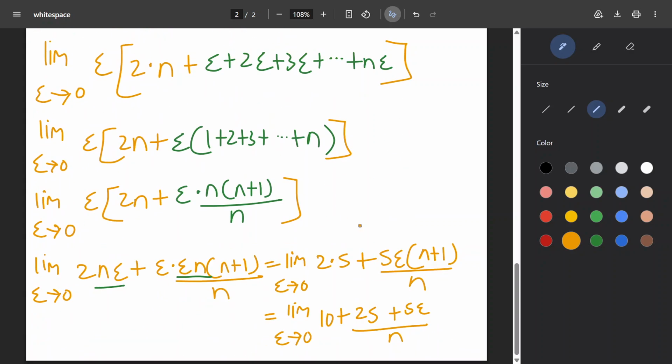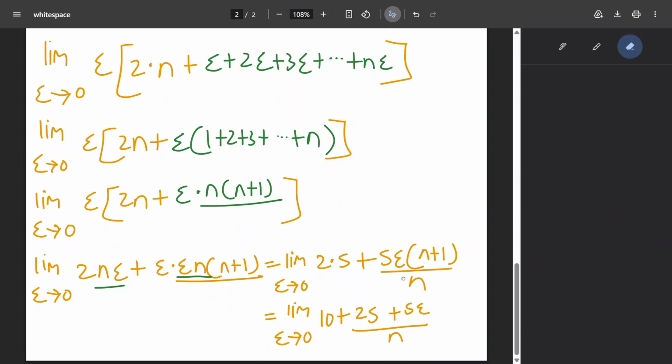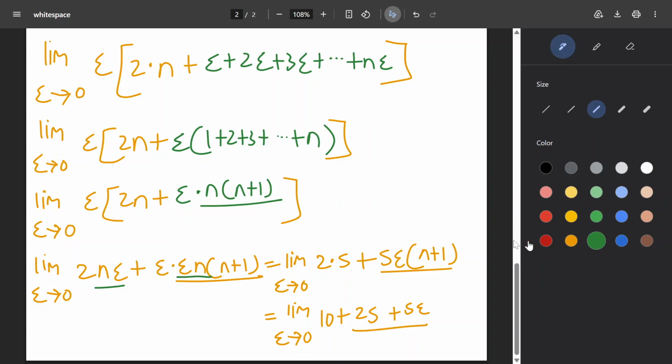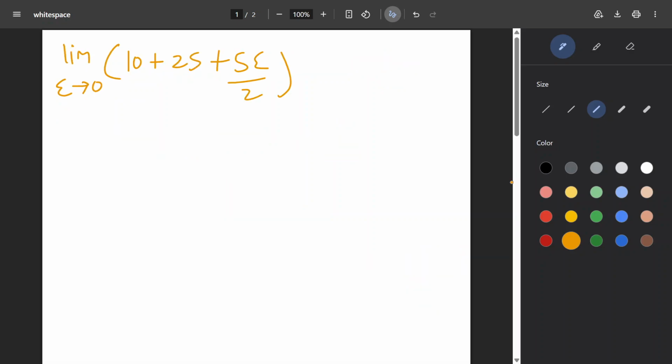Oh wait, I just realized I made a typo. It's not over n, it's over 2. Sorry about that. So this should be a 2 down here. I knew something was fishy. All right, running out of room. I'll be right back. All right, I'm back. So we left off at this point. Actually, that should be 2. Okay, nice. This is where we left off.